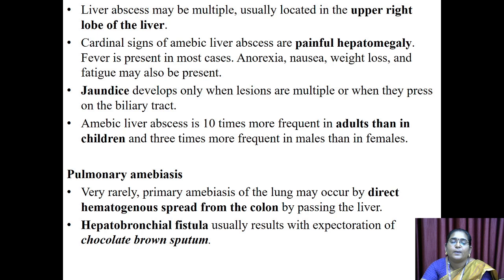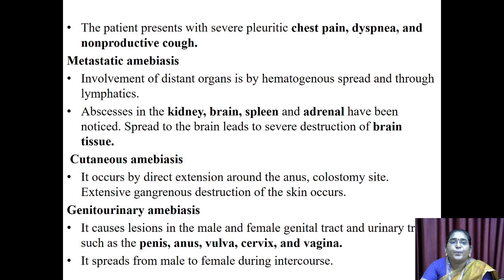than in females. Pulmonary amoebiasis, very rarely primary amoebiasis of the lung, may occur by direct hematogenous spread from the colon bypassing the liver. Hepatobronchial fistula usually results with expectoration of chocolate brown sputum. The patient presents with severe pleuritic chest pain, dyspnea and nonproductive cough.